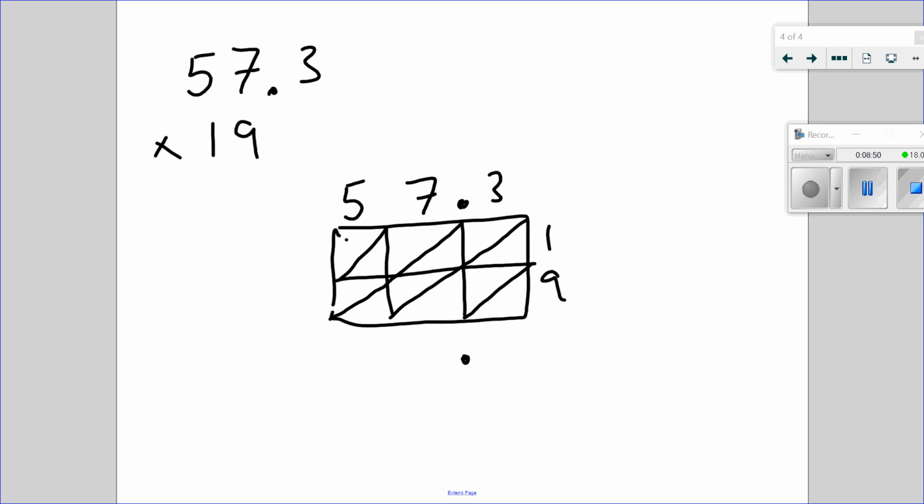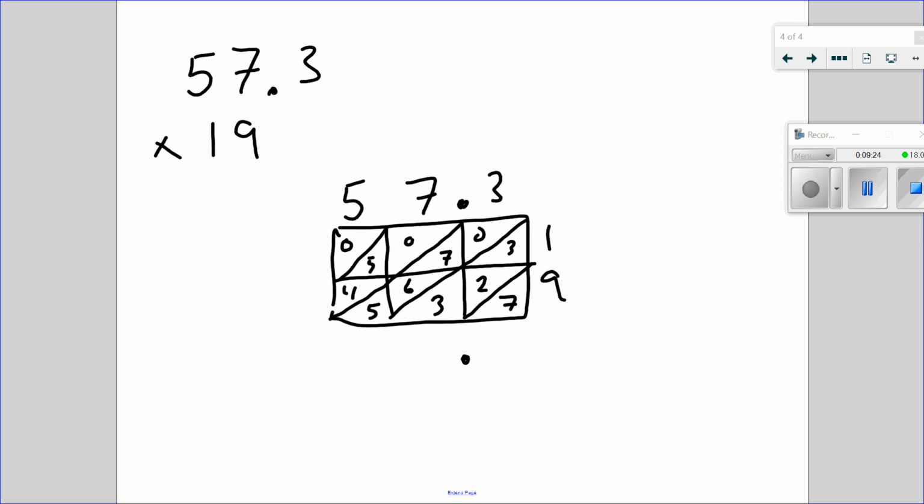3 times 9 is 27. 2 tens, 7 ones. 3 times 1 is 3, 0 tens and 3 ones. 1 times 7 is 0 tens and 7 ones. 7 times 9 is 63, 6 tens and 3 ones. 5 times 1 is 0 tens and 5 ones. And finally, 5 times 9 is 45, 4 tens and 5 ones. Add up on the diagonal.